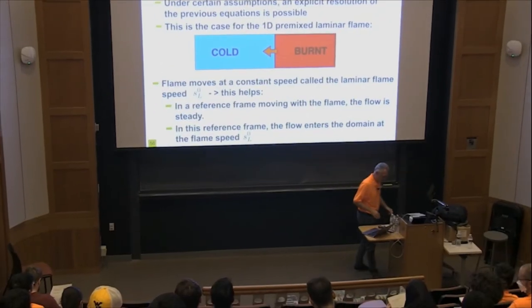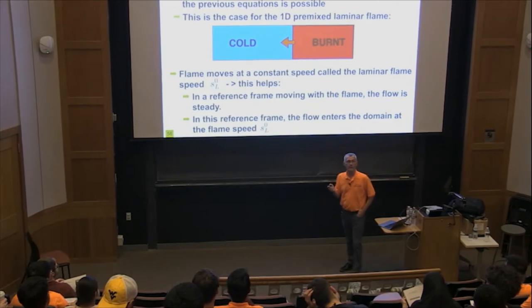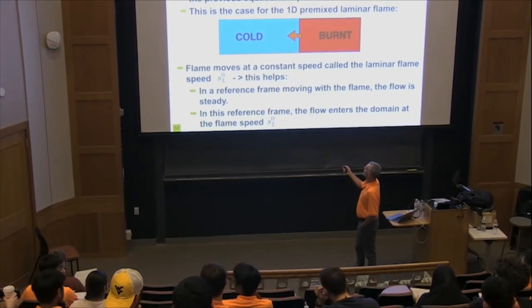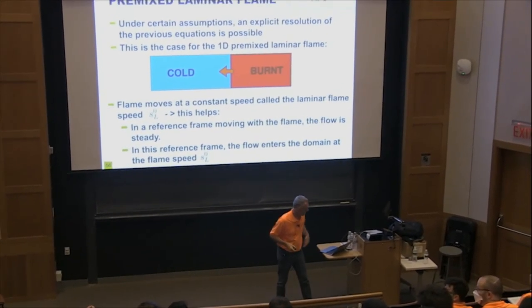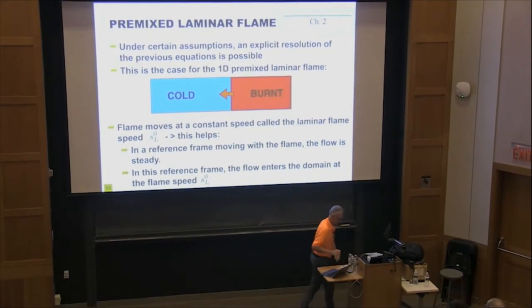Actually, I see I don't have a pointer here. Yeah, this one's going to be weak. If you have an additional pointer, I'm interested. So the flame will propagate from the right to the left here. Where does it lie? I don't see it. Oh, here. It's hidden here. Thanks. So this flame will move from the right to the left, okay?